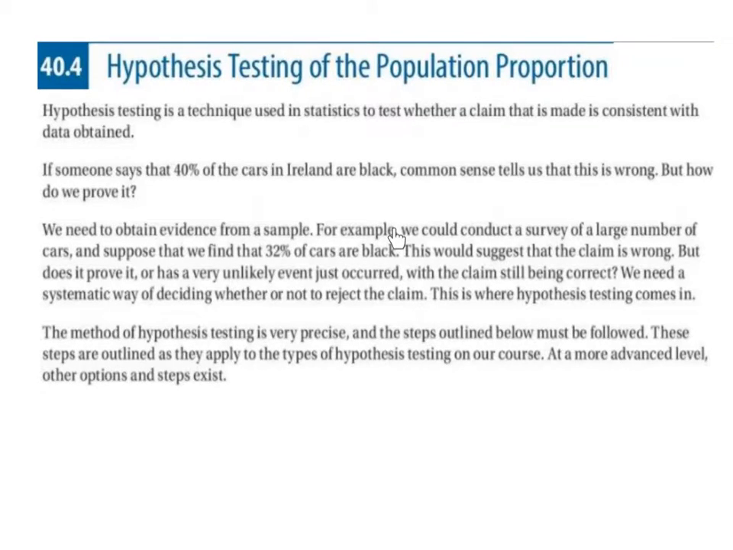We need to obtain evidence from a sample. For example, we could conduct a survey of a large number of cars and suppose that we find that 32% of cars are black. This would suggest that the claim is wrong. But does it prove it? Or has a very unlikely event just occurred, with the claim still being correct? We need a systematic way of deciding whether or not to reject the claim. This is where hypothesis testing comes in.